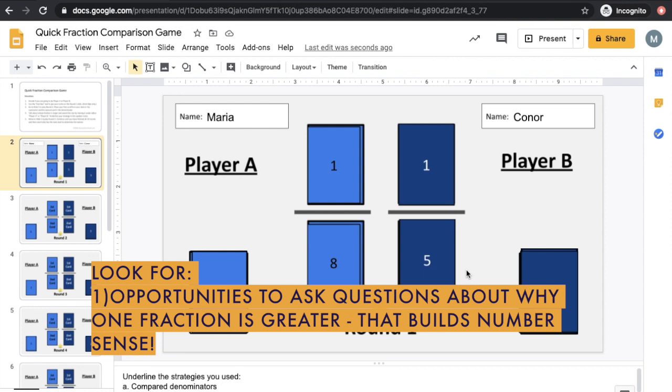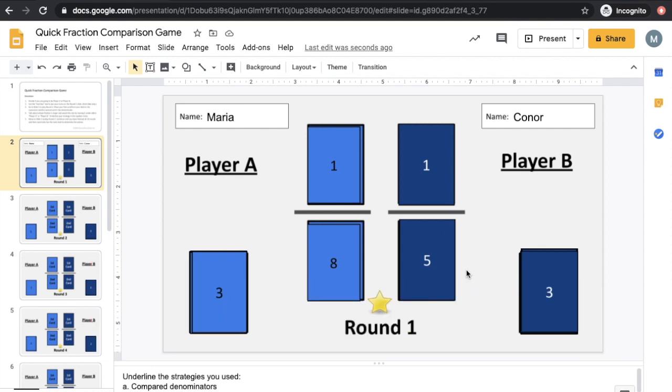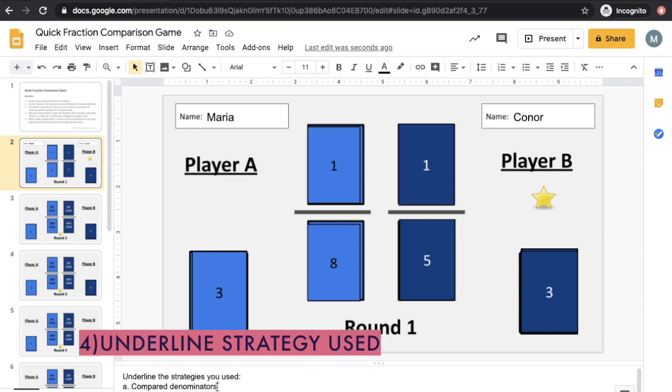So that kind of reasoning, that conversation, that's where you build number sense. And that's where we want them to defend and think about how they know that they have the bigger piece. So we're going to give this point to Connor because his piece is indeed bigger. His fraction is indeed bigger. And I'm also going to underline compared denominators because that's really our strategy here.